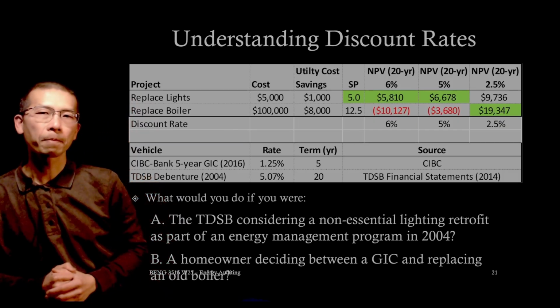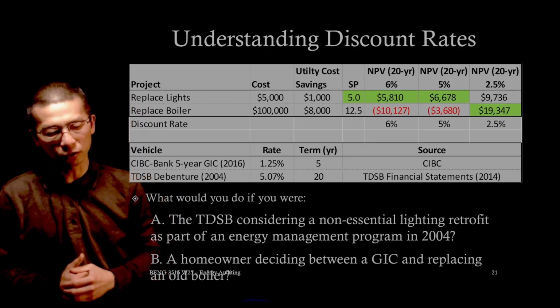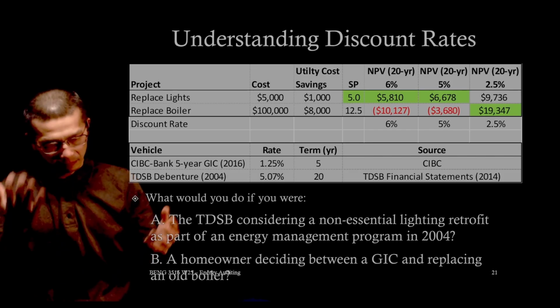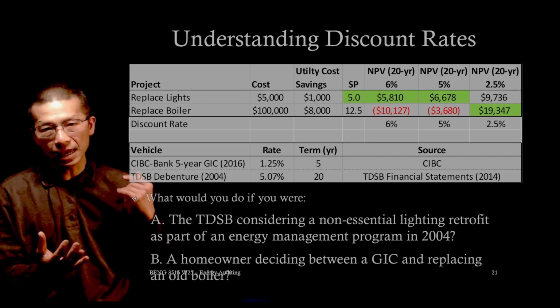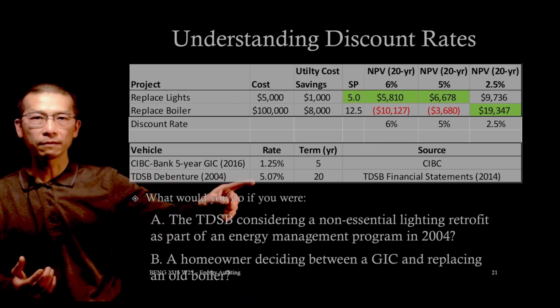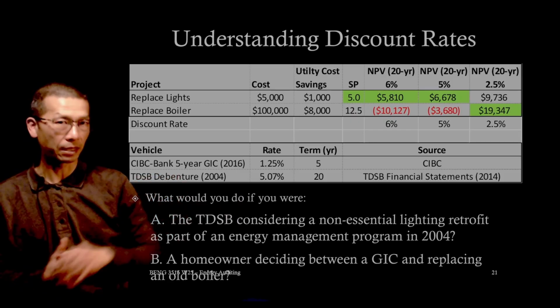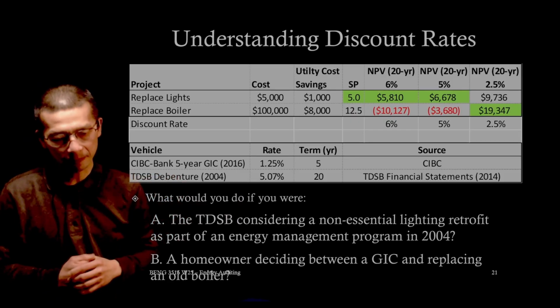Okay, let's take a look. TDSB, Toronto School Board. Now it's a non-essential lighting retrofit. If they raise the fund, they have to pay 5.07%, right? And that's for 20 years.